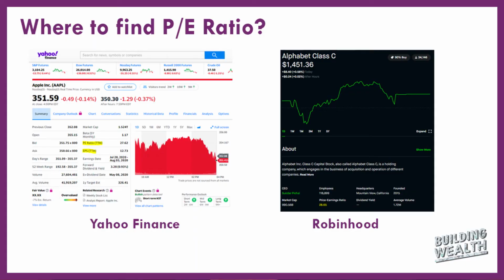The second place that I'm going to show you is through Robinhood. When you search up a stock, you'll see the price to earnings ratio in the description of the stock. You should check the brokerages that you use to do your trades. They most likely have a price to earnings ratio.